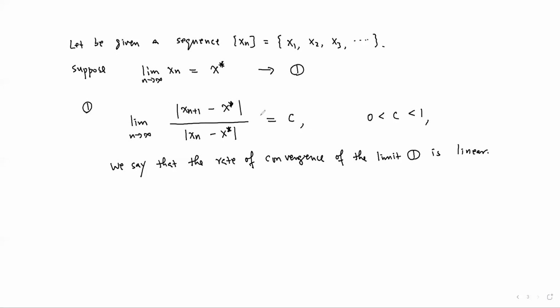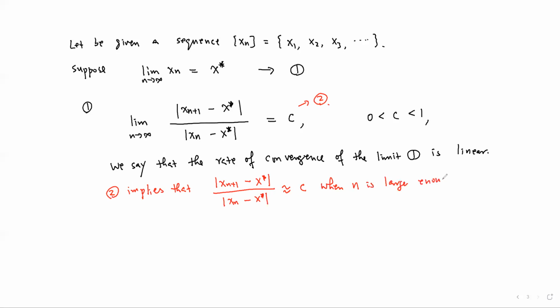Because of this limit, let me give a name to this limit. Let me call it 2. 2 implies that this distance over this distance roughly is c when n is large enough. Left-hand side is a ratio. Let me move the denominator to the right side, which further implies that the distance of the current term roughly is c times the distance of the previous term, xn minus 1 minus x star.